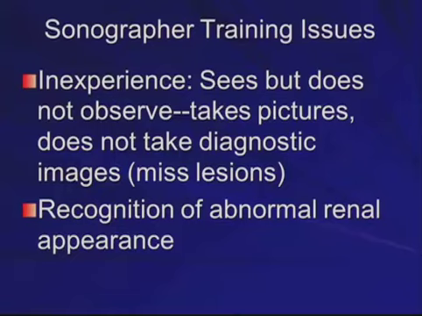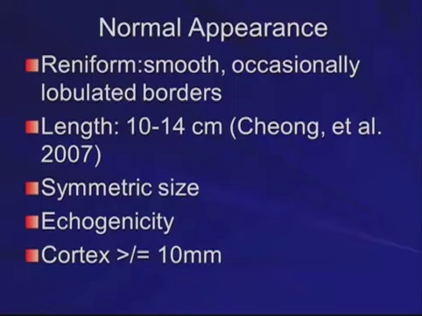Sonographer training issues are a critical part of the reason why we miss, frankly, any kind of abnormality in the abdomen. And some of the reasons are that the sonographer is inexperienced. In other words, they're a kind of imager in that they see but don't observe. So they just take pictures instead of actually taking pictures which are diagnostic. And in doing so, they may miss lesions. And if they miss lesions, then you as a radiologist will also miss these lesions. It's therefore very important that your sonographers are well versed in renal abnormalities and can spot these abnormalities readily.